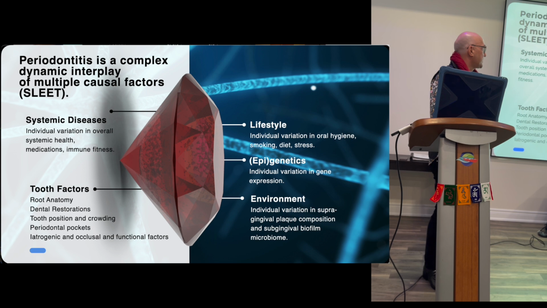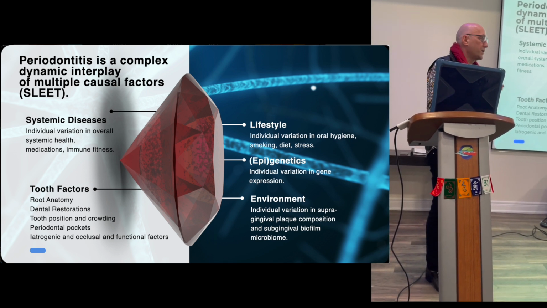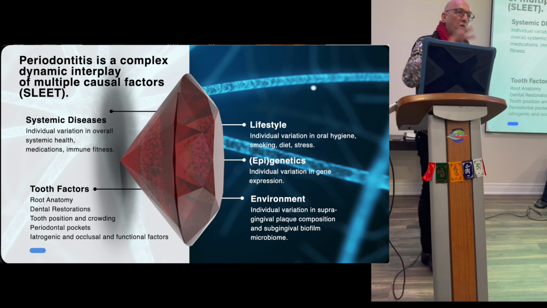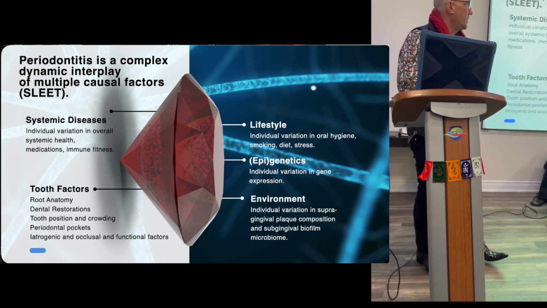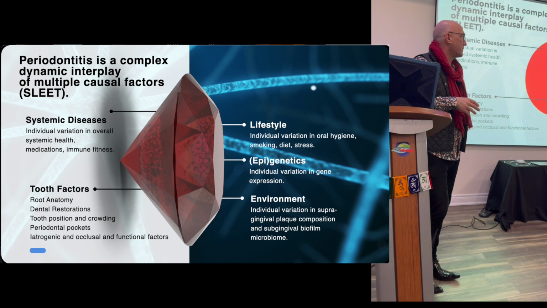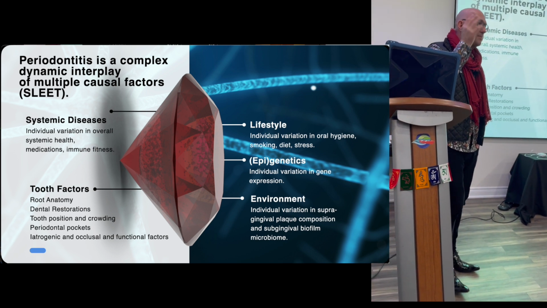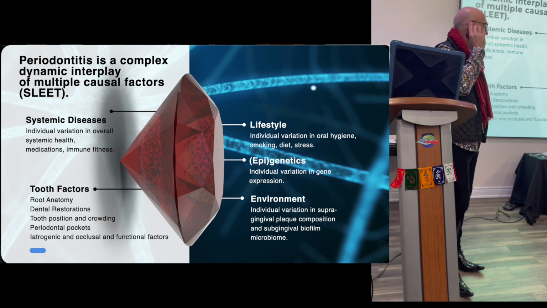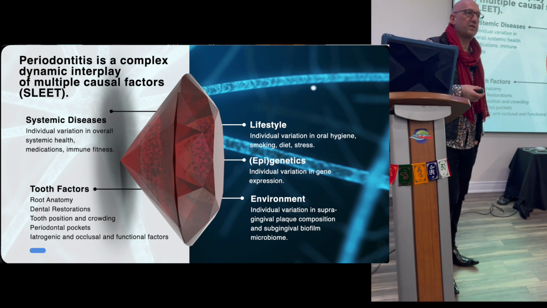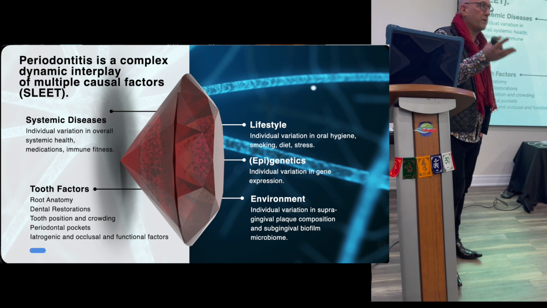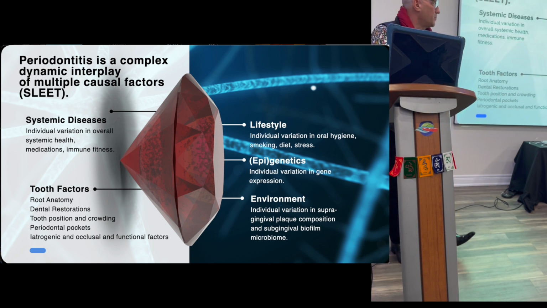Systemic disease: either the patient is an uncontrolled diabetic, or they have some autoimmune condition, some sort of systemic weight that's happening with that. There could be a lifestyle issue: individual variation in their oral hygiene, their smoking, their diet, their stress levels. And there's an epigenetic part: a variation in their gene expression, how they've been born with genes that make them susceptible to periodontal disease, or how the immune system is working.